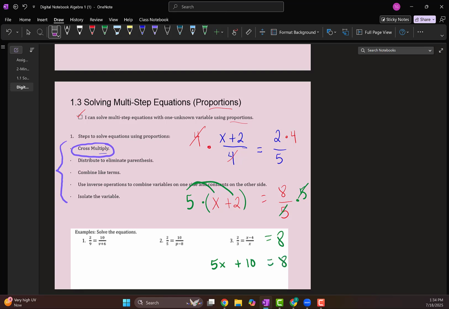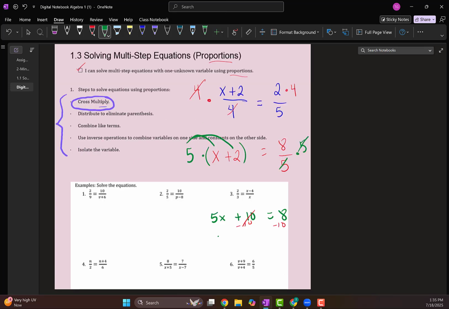I'm going to erase that equals 8. And then from there, we know we would subtract 10 from both sides. And that would give us 5x equals -2. The rest of these steps, you at this point have performed a lot. You end up getting x equals -2/5 is the answer. So that's the longer way.